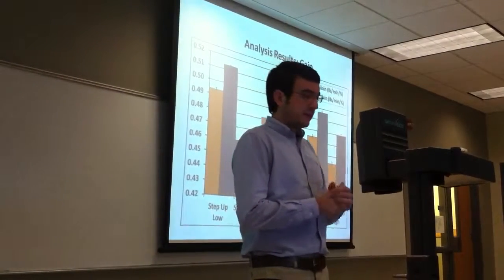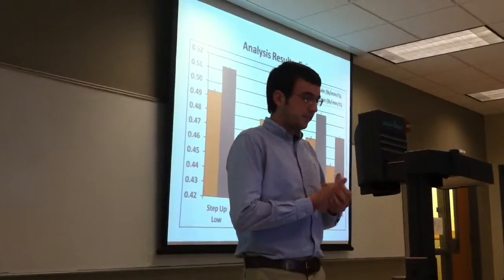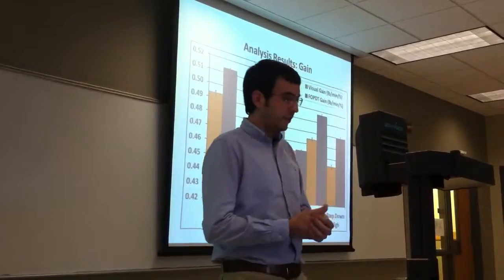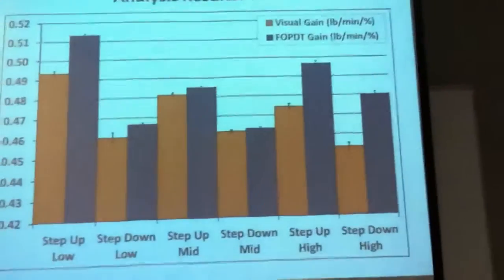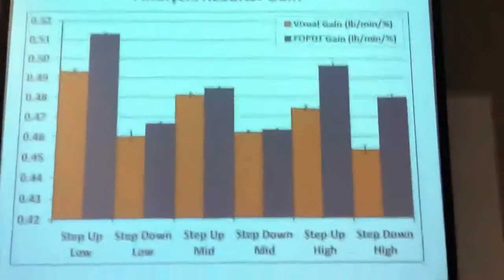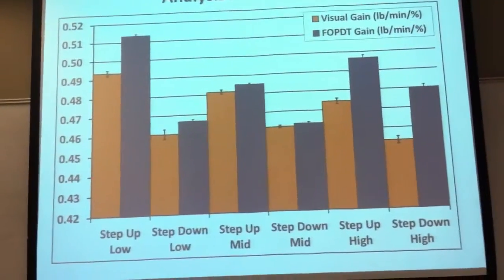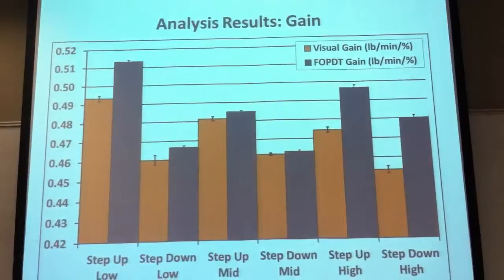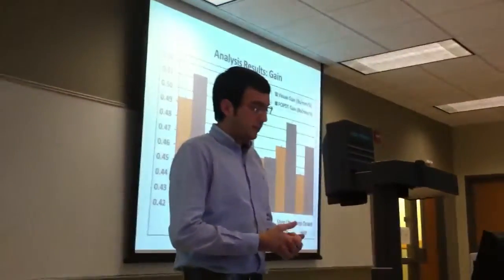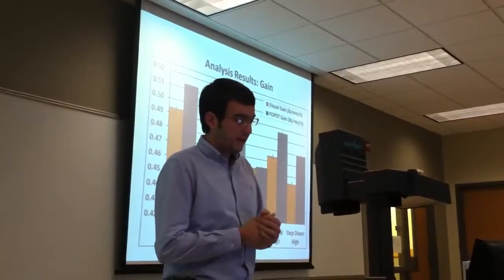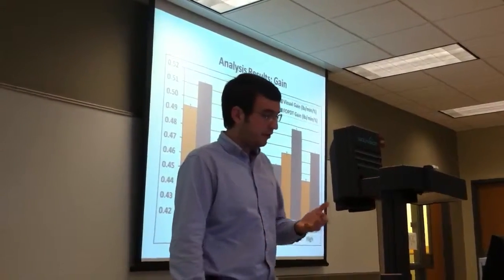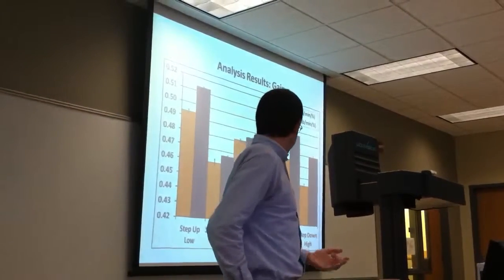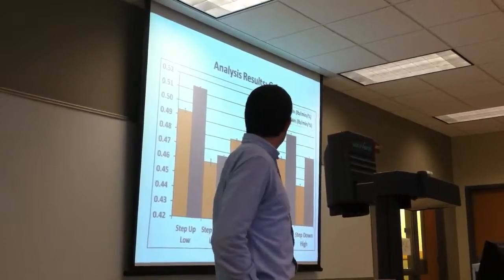This is a side-by-side comparison of our analysis results for the gain. The visual analysis is the orange bars, and the FOPDT analysis is the blue bars. We did this on three different ranges. We did step up and step down for each range, and we did 3 tests per step up and step down for each range. So it's a total of 18 experiments.